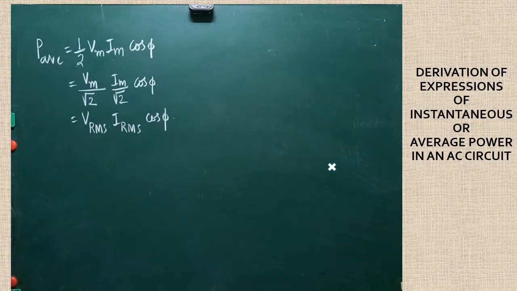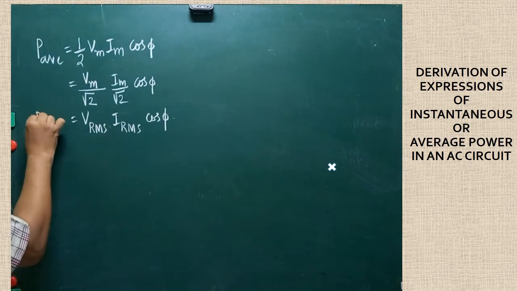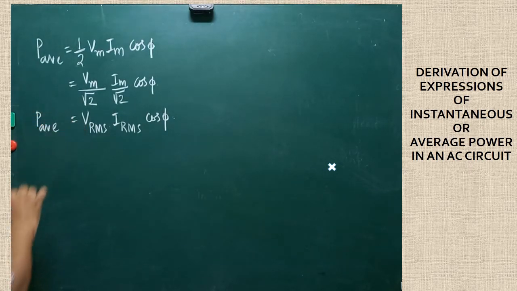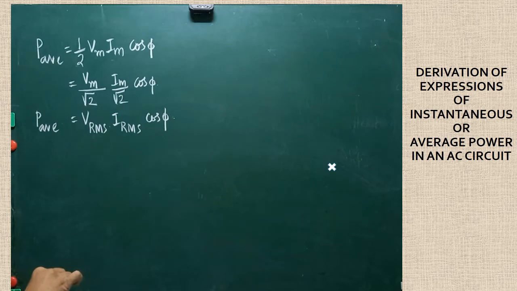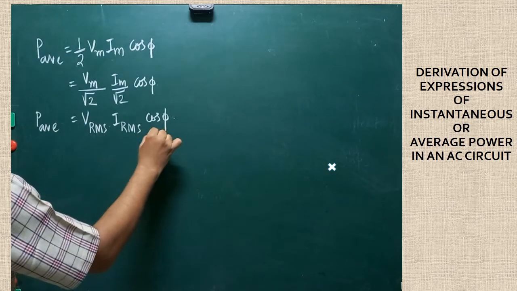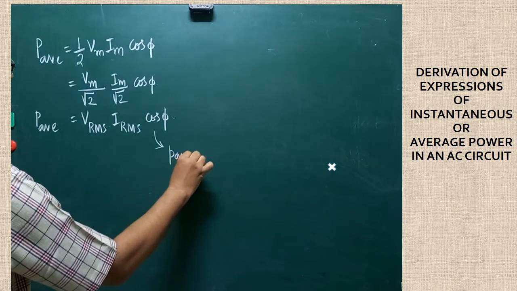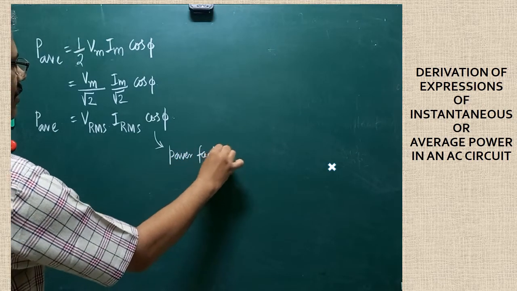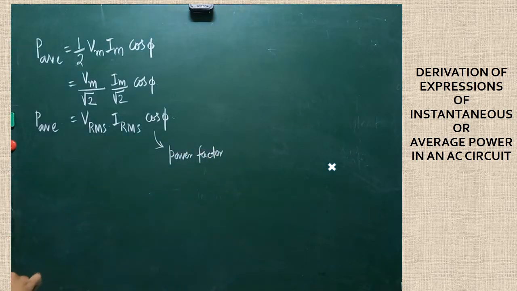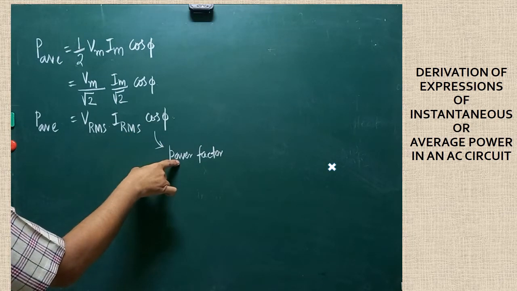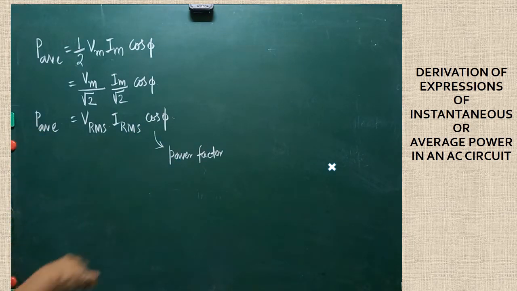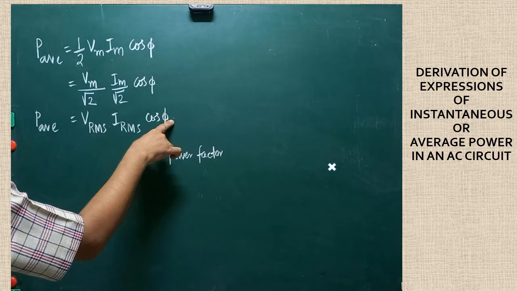Are you clear? So here, the final expression becomes P average is equal to Vrms Irms into cos phi. This is the final expression. Here, this factor, cos phi, is called the power factor. Very, very important one. This power factor alone mainly determines the value of P average. It depends on the phase difference in the circuit.